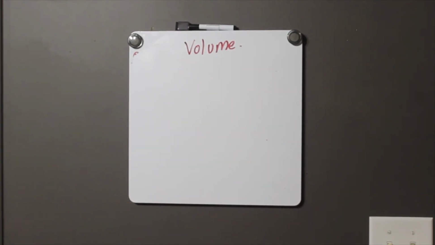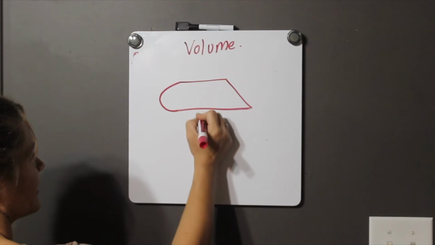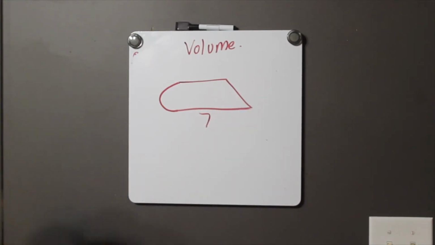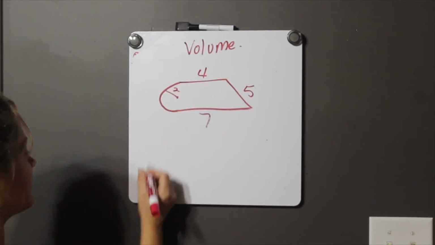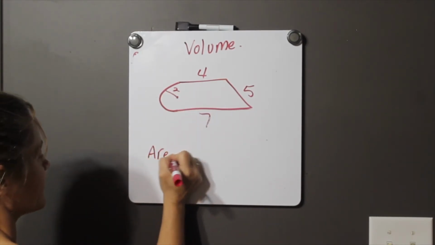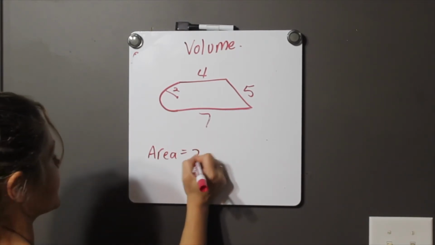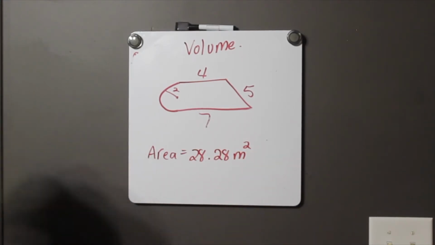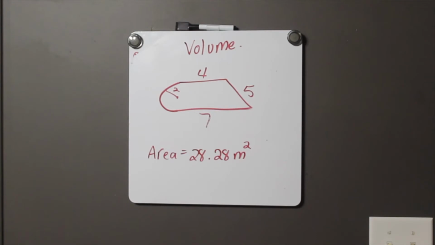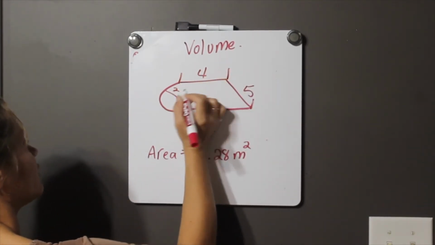Alright, so now it asks us to take this figure right here that had 7 and 5 and 4. This one we just used. And we already figured out the area of that was 28.28 meters squared. And it tells us, what if that figure was 3 feet tall? So it went up, or 3 meters tall.